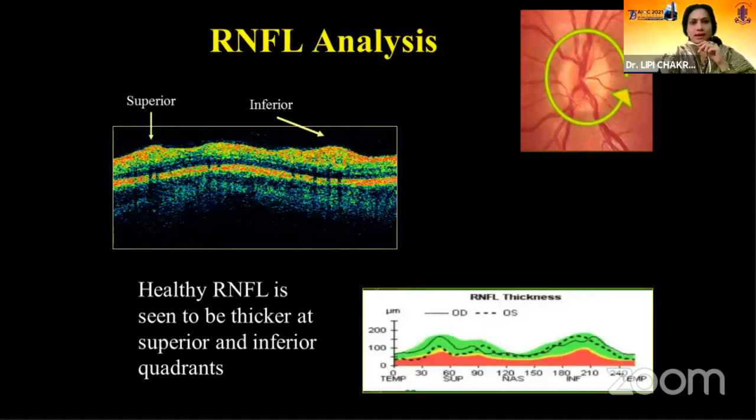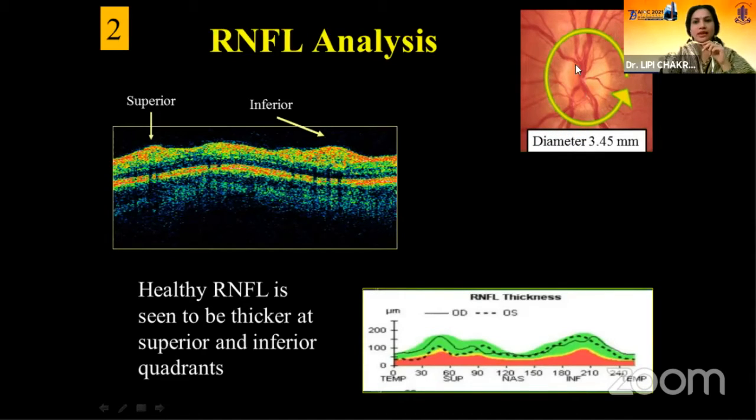Second component is RNFL analysis. We all know that healthy RNFL is thicker at superior and inferior quadrants. Now, what we need to recall or remember is that diameter of 3.45 millimeter is the area around the optic nerve head where the RNFL analysis is done. So this has got fallacies of its own.